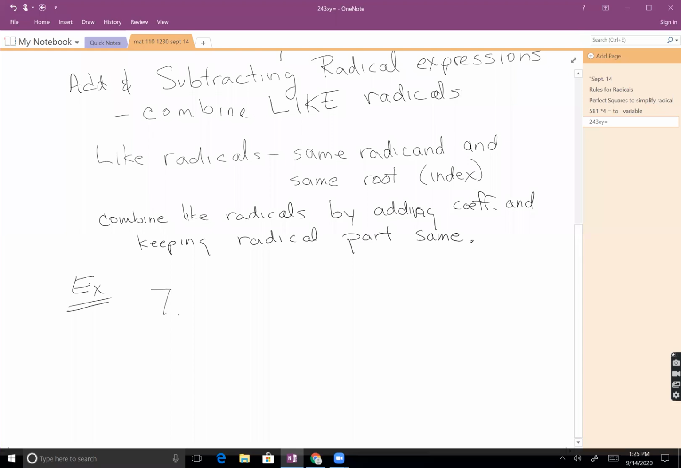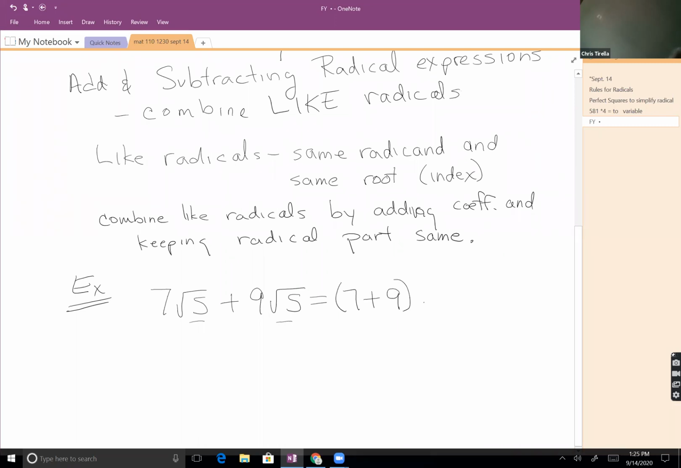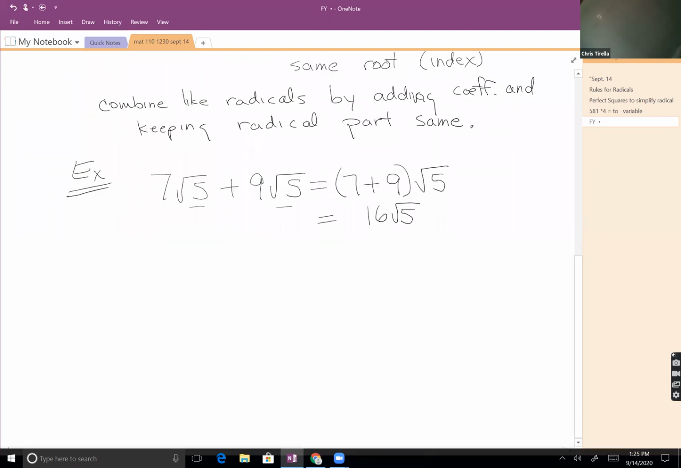If I have 7 radical 5 plus 9 radical 5, you see how these two are the same. And so again, it's an application of the distributive property. I'll add those coefficients, 7 plus 9, and the radical part remains the same. So I get 16 radical 5. They're like radicals, so I can add them. It's very similar to combining like terms.